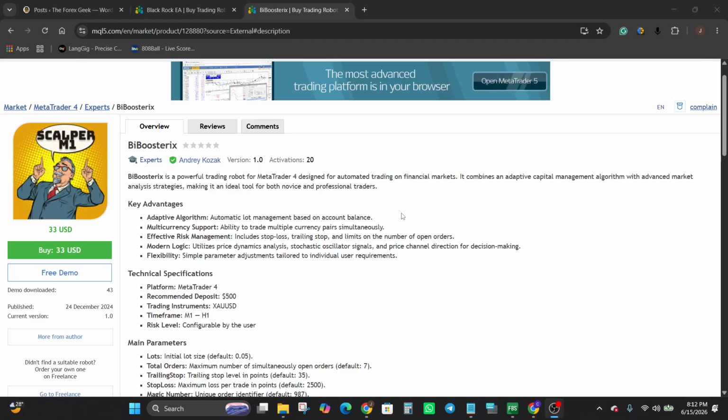In this review, I am taking a look at BiBoosterix EA, an expert advisor developed for MetaTrader 4. Right away on the MQL5 Marketplace page, we can see that this is an MT4 only trading robot currently listed at a price of 33 US dollars. The developer is Andrei Kozak, and the version available at the time of this review is version 1.0.